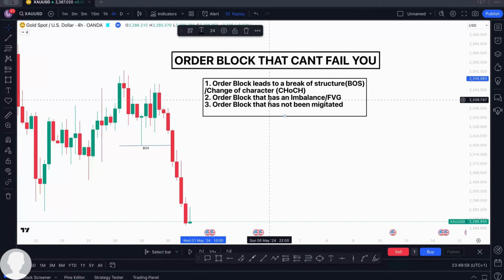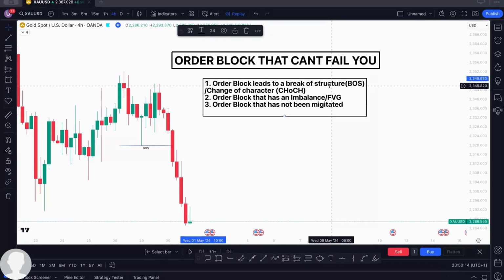Now, the first rule is the order block leads to a break of structure or a change of character. So, for you to know a valid order block, the order block has to have a change of character, or a break of structure.